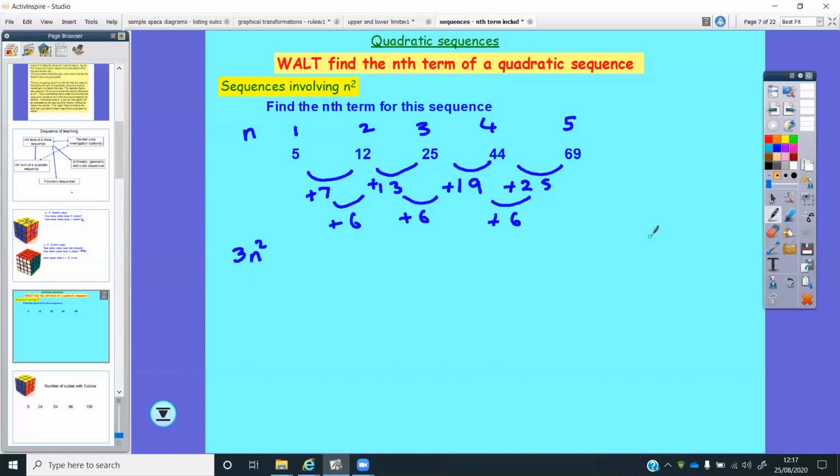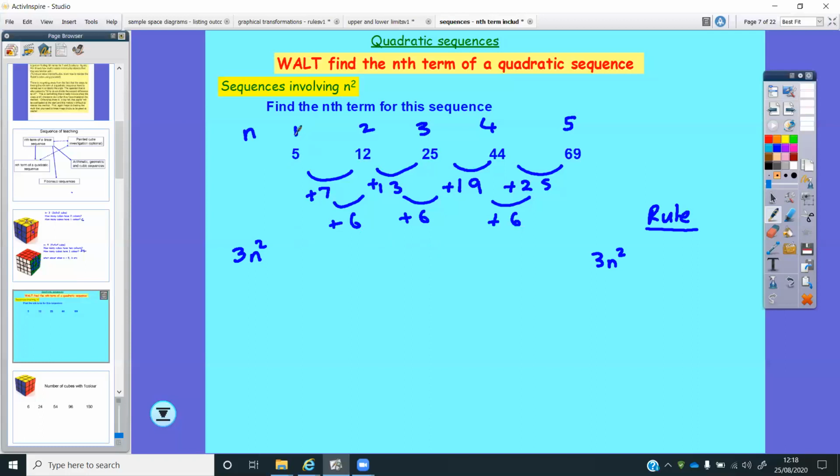Now, while I'm doing this, what I normally do, in another part of the page, is start building up the rules. So the nth term rule: 3n squared. We know that that's part of the rule. And this is where you have to be careful in your wording. 3n squared forms part of this sequence. So what I need to do is work out what 3n squared is worth for each term in the sequence.